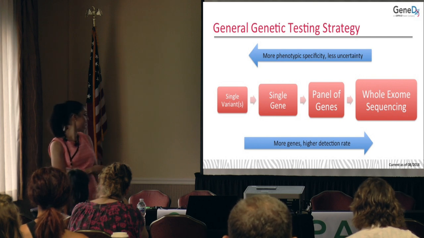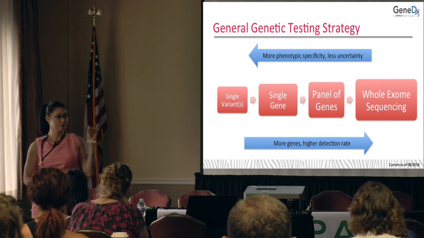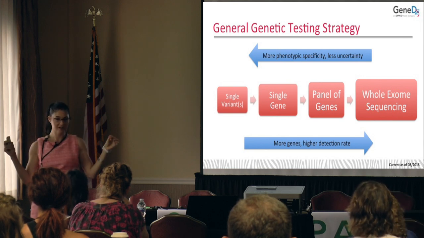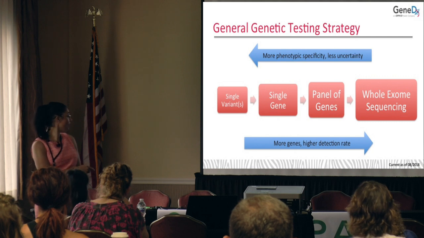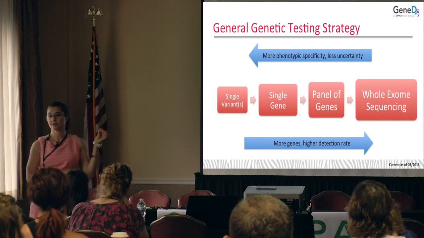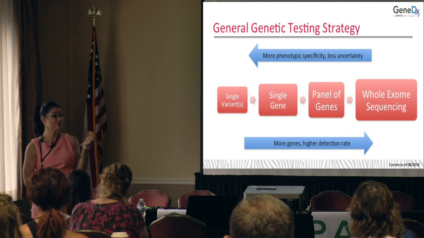They could test a single gene, which would mean sequencing through, or spell checking through, all the thousands of letters in the DNA of that one gene. Or now we have technology to do multiple genes at the same time. Right? Or we can test for a single variant. If you've got a variant already identified in a family, you can test other family members just for that variant.